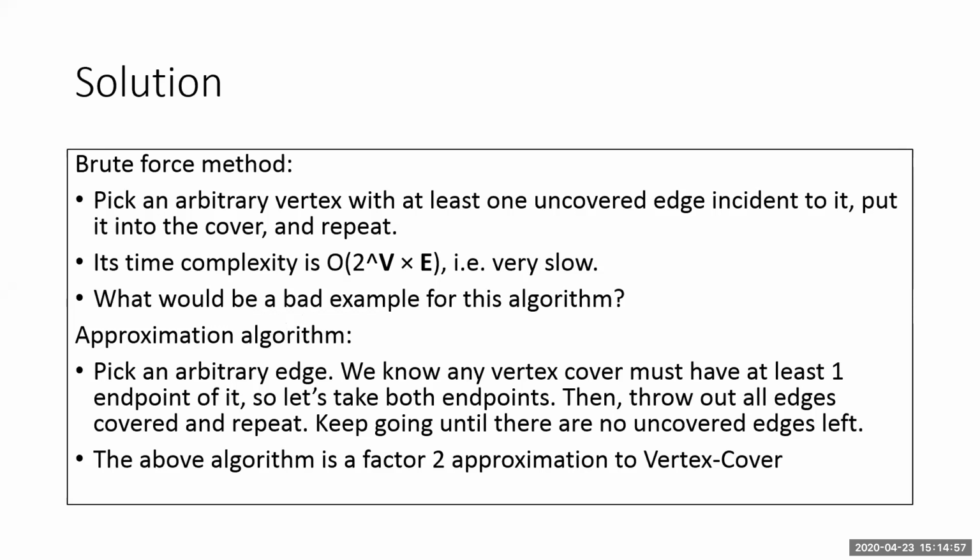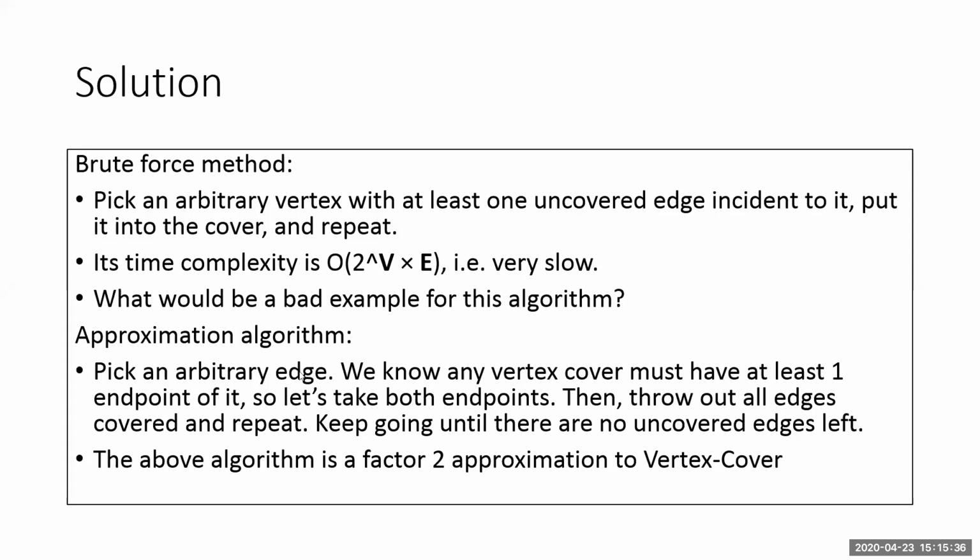Now, pick an arbitrary edge. Rather than picking the vertex, now we are going to pick an arbitrary edge. We know any vertex cover must have at least one endpoint of it. An edge is basically a connection between 2 vertices, so an edge can cover 2 vertices. That's what they are trying to tell: any vertex cover must have at least one endpoint of it. So if you choose an edge, at least one of the vertices of the vertex cover answer must be incident on that edge.